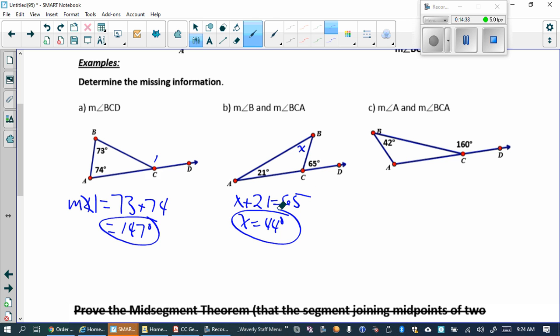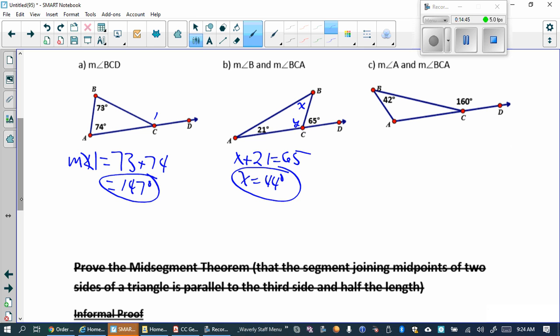And the other one they wanted was what? This one? Let's call that Y for BCA. Wouldn't Y plus 65 equal 180? So what does Y equal? Okay? And the last one, we're looking for angle A.